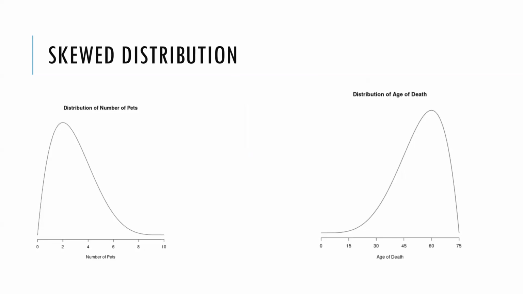Why are testing assumptions so important? Look at a couple of skewed distributions. This is the distribution of pets. It's not a normal distribution, so a one sample t-test would be problematic using that histogram. Another one that's skewed the other direction is the distribution of age at death. It's not a bell-shaped curve. It's skewed.